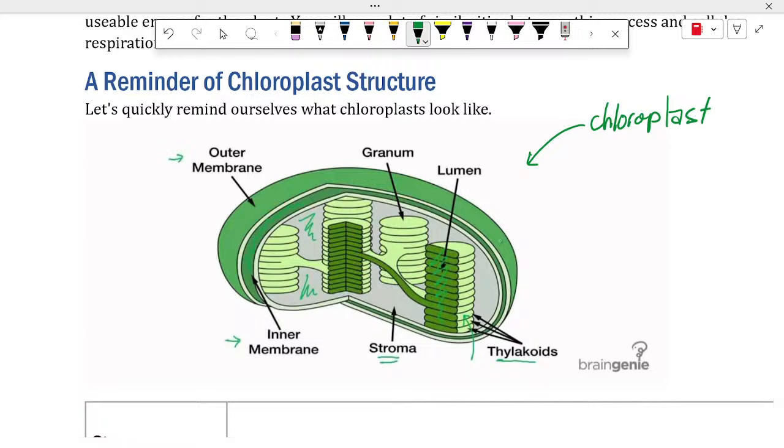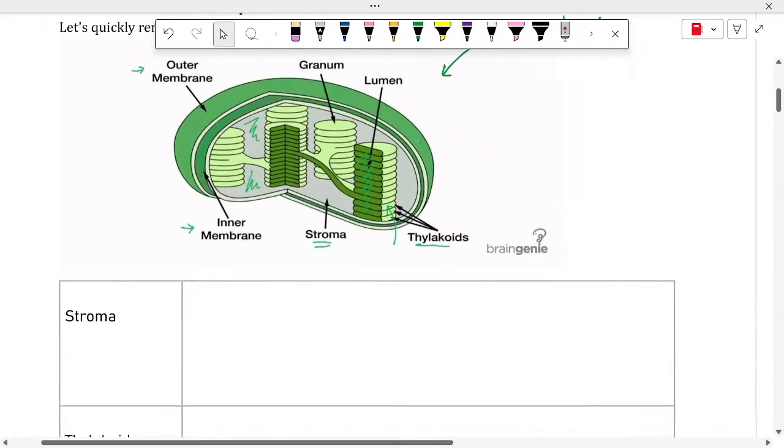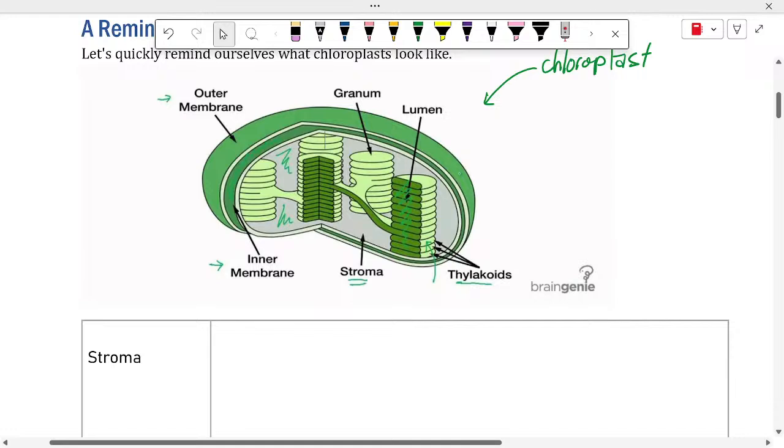So there will be multiple stacks of them called grana. Good. Now we need to get just a little bit more language. The last two pieces of language are that we end up with this space around the grana inside the inner membrane, which is called the stroma. And then we have the space inside the thylakoids themselves, inside the grana themselves, which we refer to as the lumen.